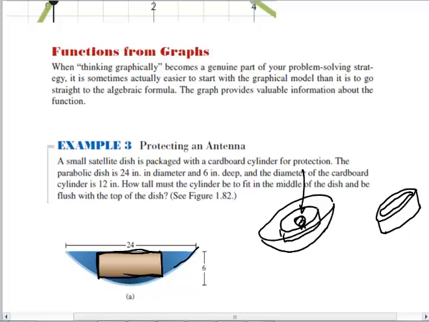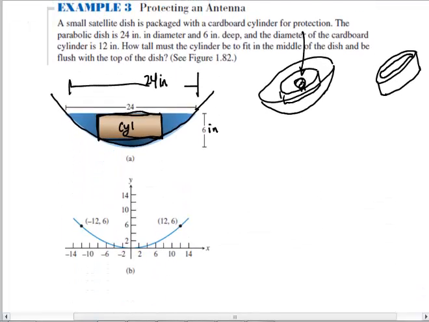This shape here, because it's a parabolic mirror, is a parabola. The diameter is 24 inches, and the height is 6 inches. So we want to find the right size of cylinder to make this all work. The best thing to do here is to make a graph so we can actually see the parabola on the XY plane.